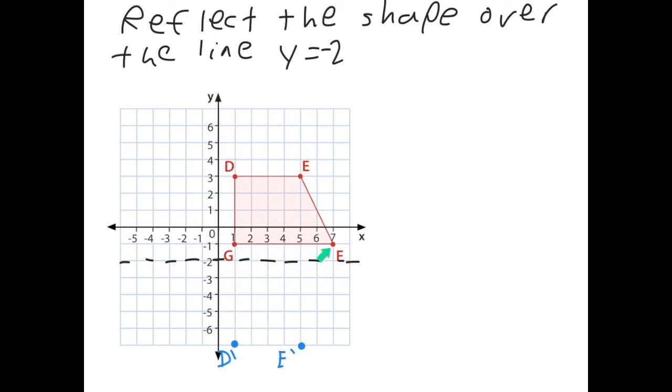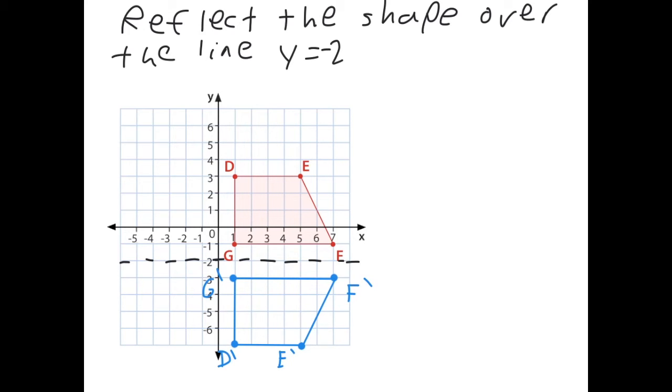Next we look at F, and it's 1 point away. So that means it'll be 1 below the line. And here we have F prime. And finally with G, same amount, just 1, so 1 below. And that gives us G prime. Now just connect the shape with lines, and now we have our final reflection. Quadrilateral D prime, E prime, F prime, G prime. And that's pretty much all you have to do with any reflection.